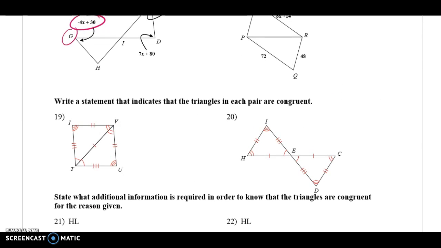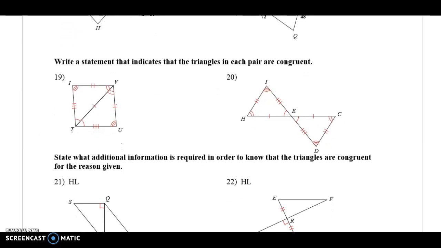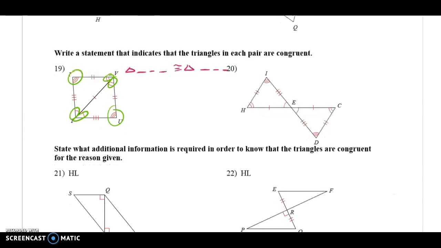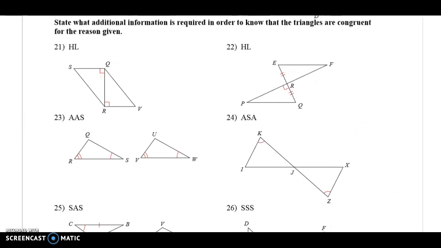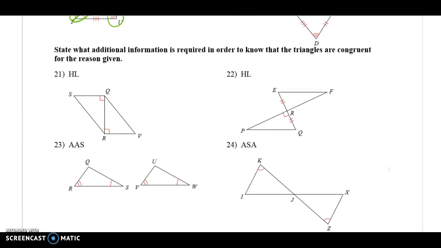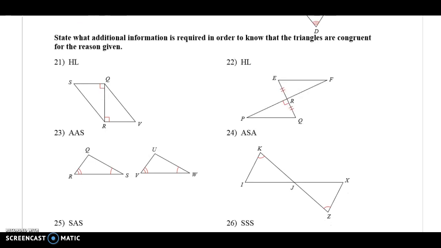19 and 20, you're writing the congruent statement. For example, triangle blank blank blank is congruent to triangle blank blank blank. By understanding that T has 1, T has 1, V has 2, V has 2, I has 3, U has 3. Remember, there's more than one correct way of writing it. And lastly, state what's missing to prove they're congruent by that statement.